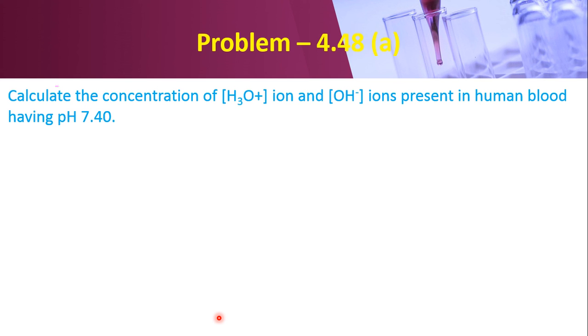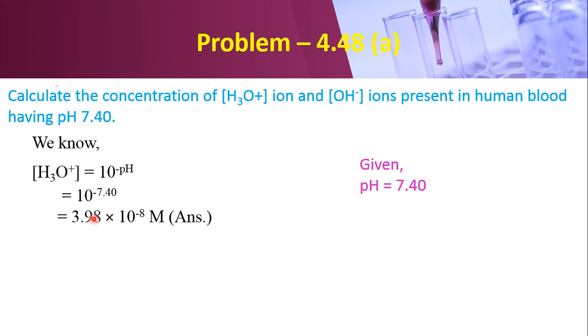Now next one, problem 4.48a. Calculate the concentration of hydronium ion and hydroxyl ions present in human blood having pH equal 7.4. Here you have to find the concentration of hydronium ion and hydroxyl ion, and the pH is given. You know the concentration of hydronium ion equals 10 to the power minus pH. So if you put the value of pH here, we get the concentration of hydronium ion equal 3.98 into 10 to the power minus 8 molar.